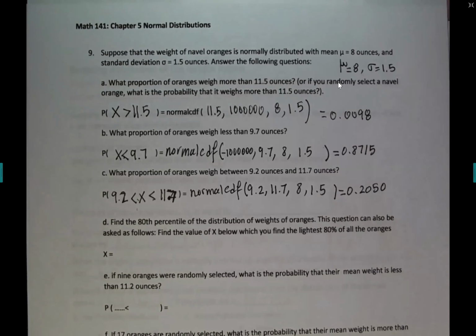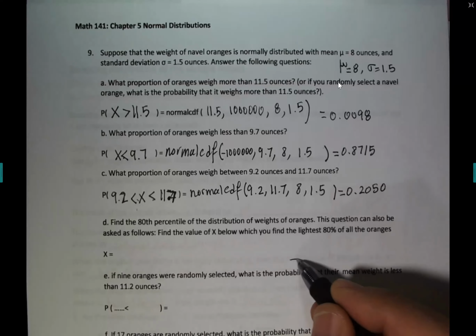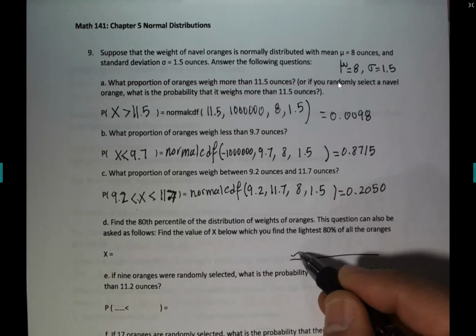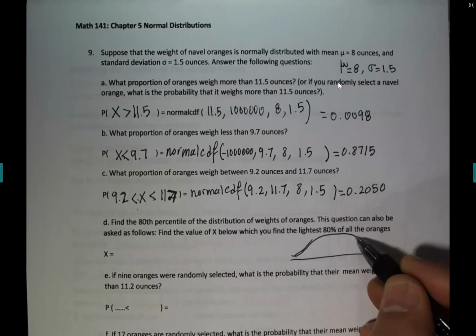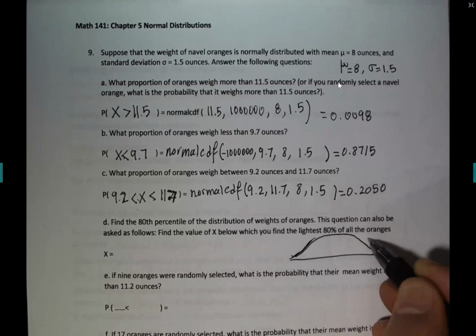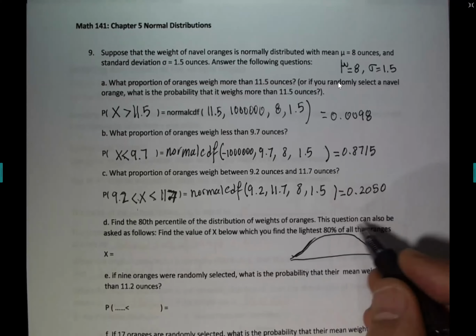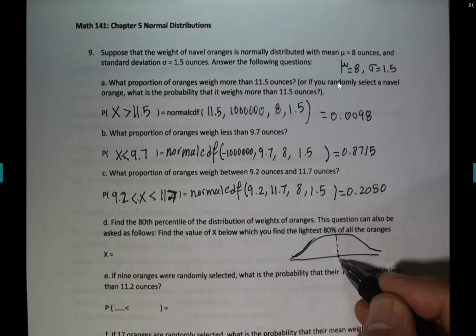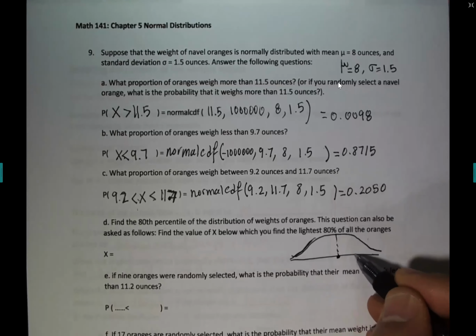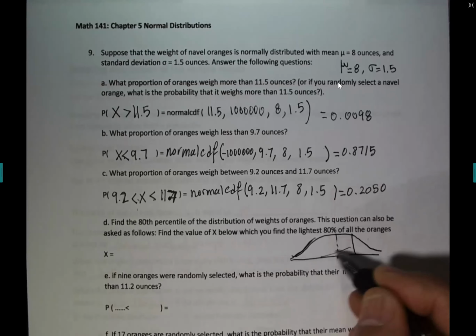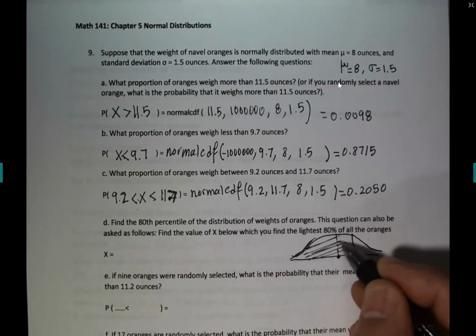Find the 80th percentile of the distribution of weights of oranges. This question can also be asked as follows: find the value of x below which you find the lightest 80% of all oranges. Okay, here's the sketch, guys. What would be the weight for which 80% of all oranges are less than that weight? You know, guys, that the 50% is right here, so 80% has to go right here, and this area is 80%.